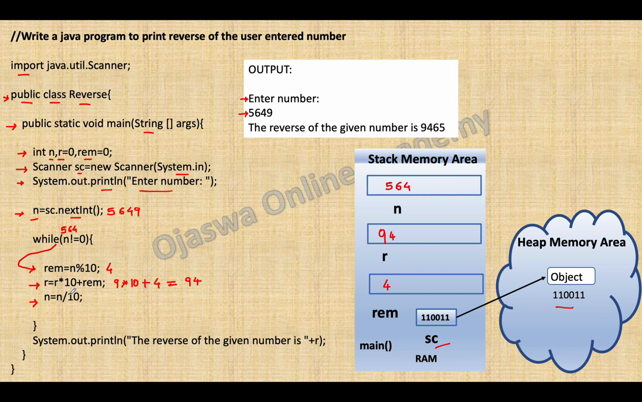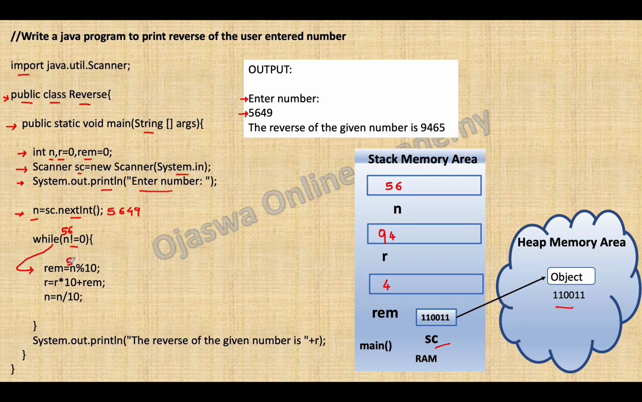N divide by 10. So when you divide 564 with 10, the answer you get is 56. Now the value of N is replaced with 56 and control of program from here goes to the condition statement and the next iteration is executed. So the condition is checked. Value of N is 56. 56 is not equal to 0. Condition is true. Control comes inside.